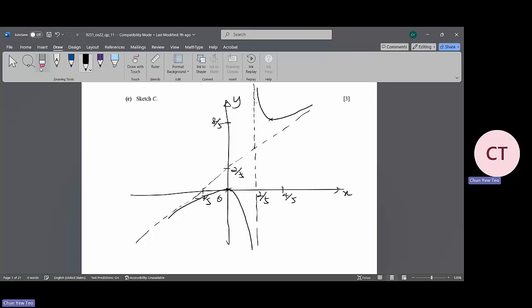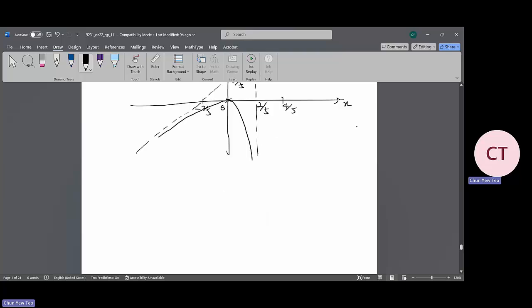Make sure you draw the features of the asymptote, show the features of the asymptote clearly. Okay, so this one is the curve. This is the graph where y is equal to 5x squared over 5x minus 2. Done for part C.